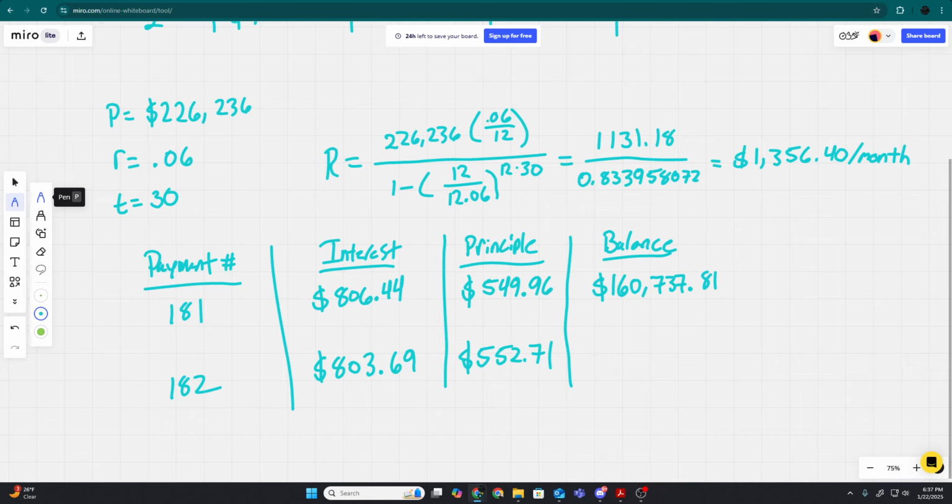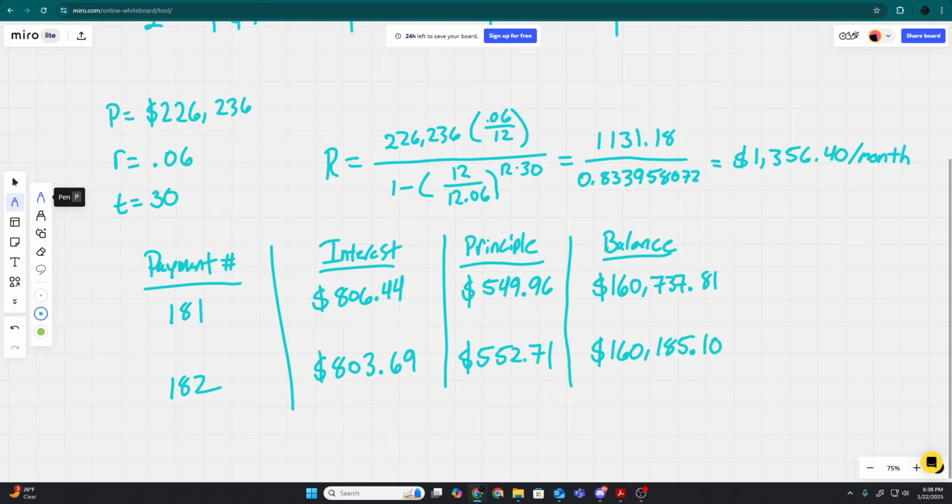So again, we took this balance we found for the previous payment, used it to find our interest, used that interest to find the principal. We use this principal to find the new balance. So if I take 160,737.81, we minus off 552.71. The balance after making payment 182 will be $160,185.10.